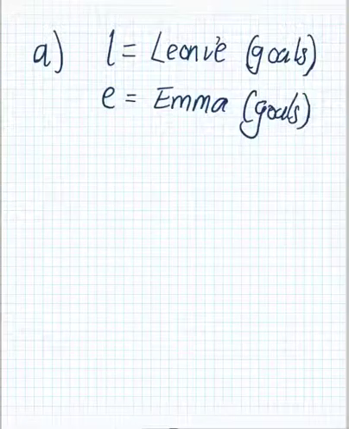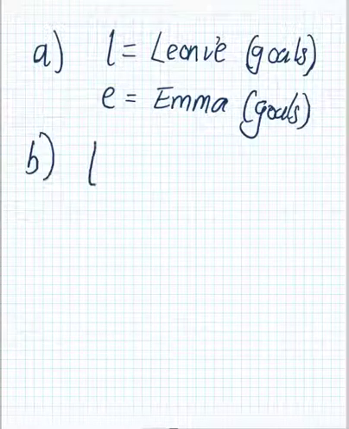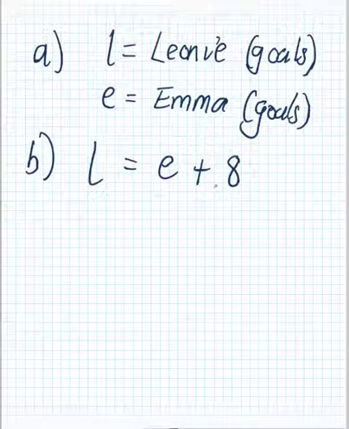So we can say Leonie's score, for B, is equal to 8 more goals than Emma. So Emma is first, and Leonie scored 8 more goals than her. And there's an equation that shows us how many goals Leonie scored. We still don't know how many goals she actually scored, but it's a start.